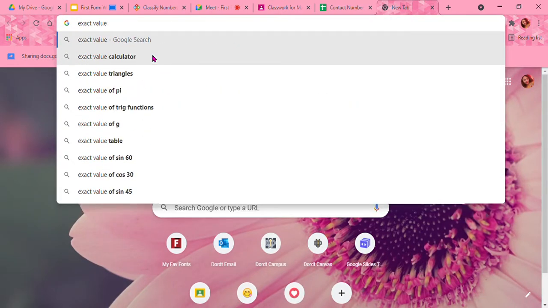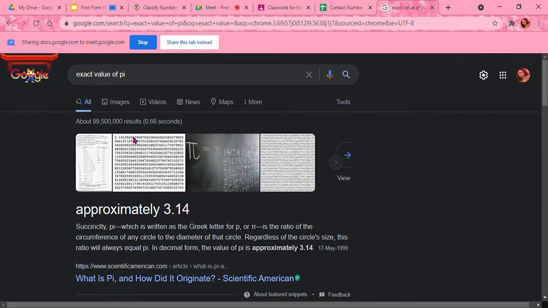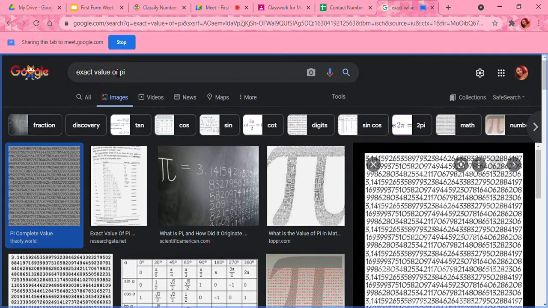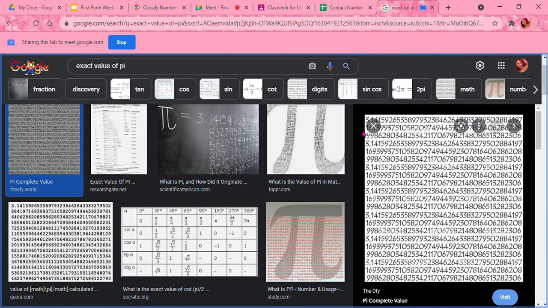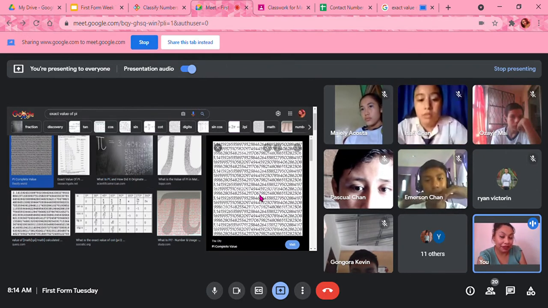Let me show you guys something: the exact value of pi. I'm going to share this tab because I searched the exact value of pi, and look at this one: 3.141592653589793238, and it continues and continues and continues. This is the exact value of pi, and it continues apart from that. So pi is a never-ending value.